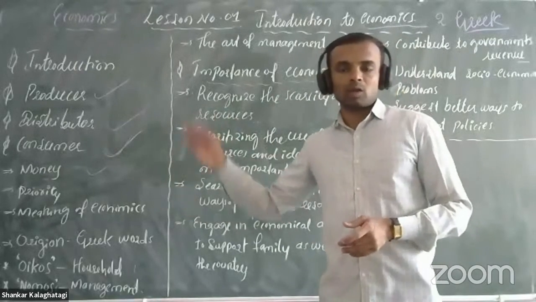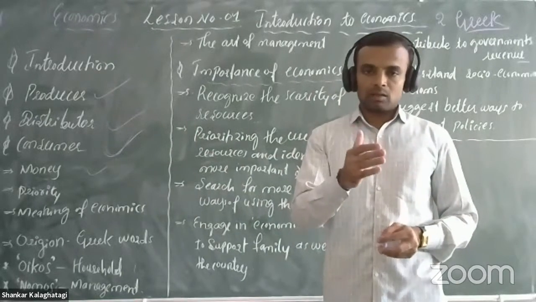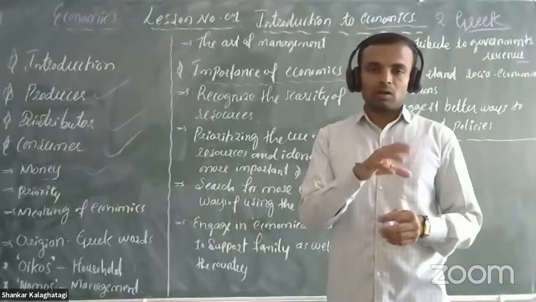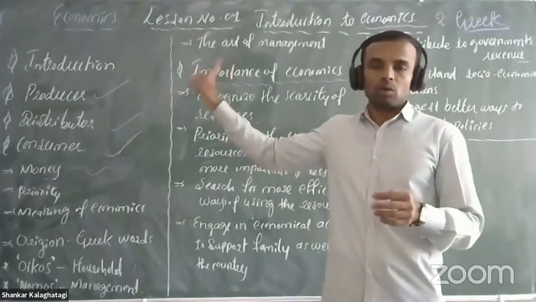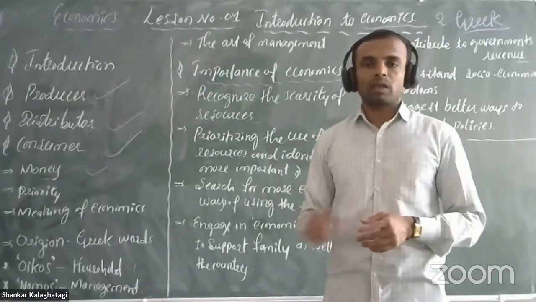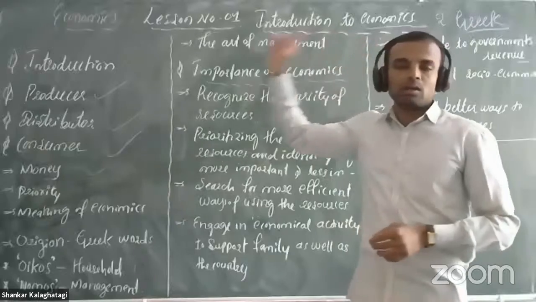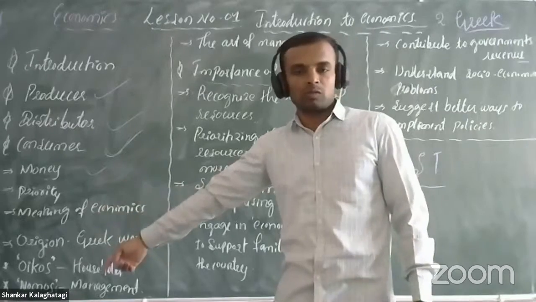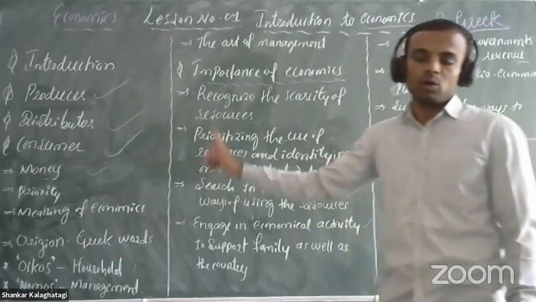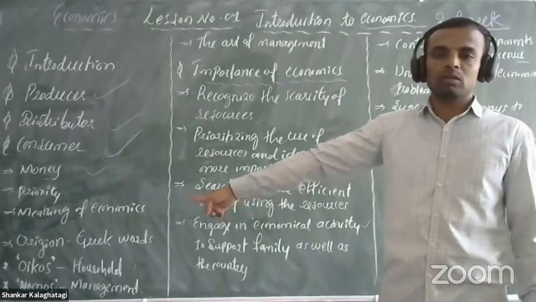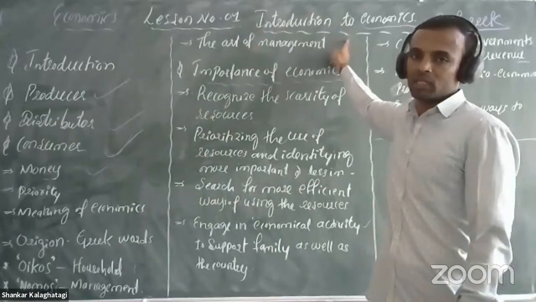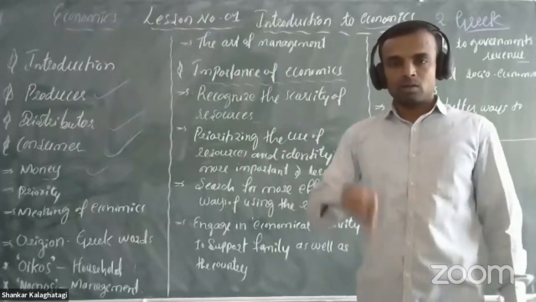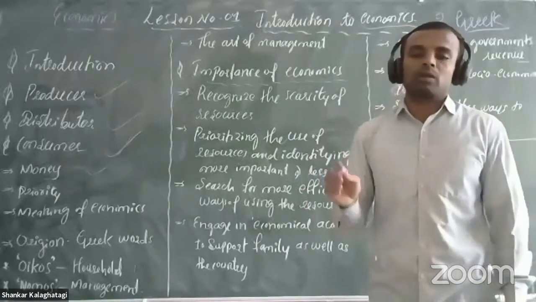Then what do you mean by economics? It is a branch of knowledge, a branch of social science, which deals with all these three kinds of activities. The word economics is derived from two Greek words: oikos and nomos. Oikos means household and nomos means management. It means the art of managing economic activities, or learning to manage our needs and desires in our day-to-day life.